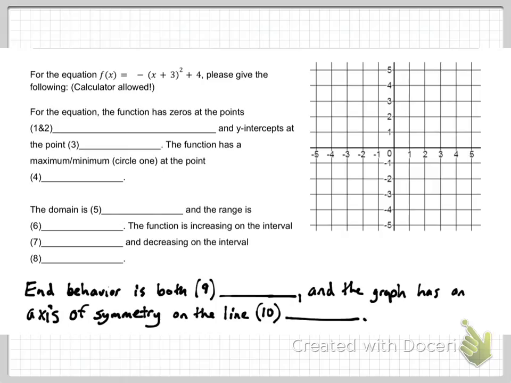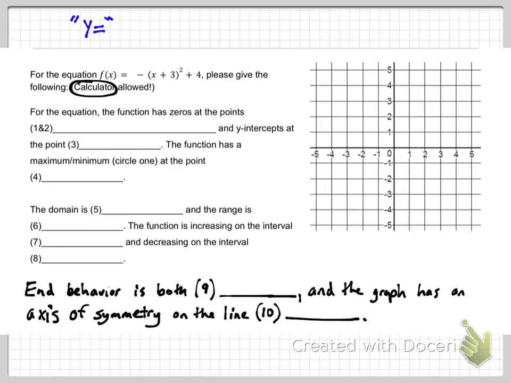All right. For the next one, I had to fill in the bottom there. This is calculator allowed, so what I would recommend is graph it on your calculator and use that graph there to sketch your graph from the calculator so it's easier for you to find all these points.